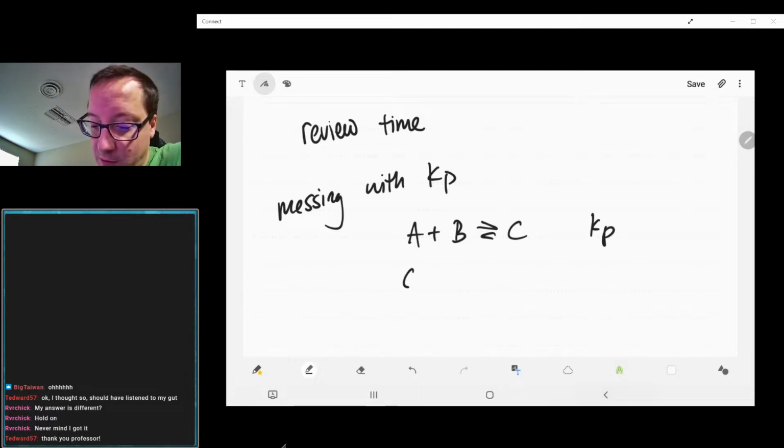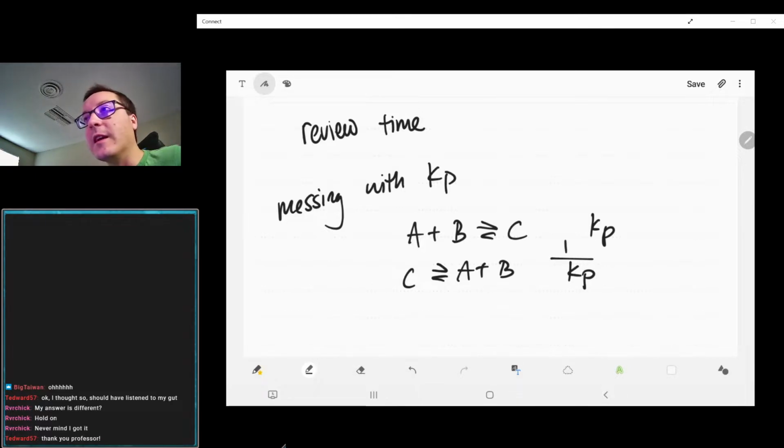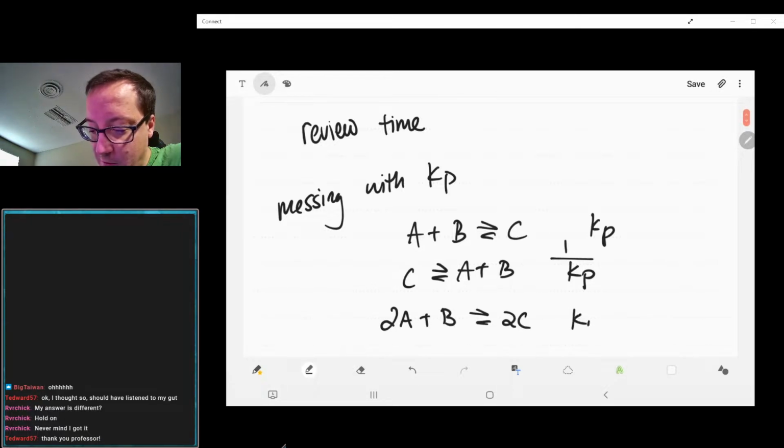So if you were to reverse here, you end up getting the inverse of it. If you end up doubling your reaction, you do end up with the square of it. And so you're going to see that the manipulation of these would be the same. If you were to multiply two or add two equations together, you would end up multiplying their Kps together. So exactly the same as all the other stuff you can do with Kc. So cool.